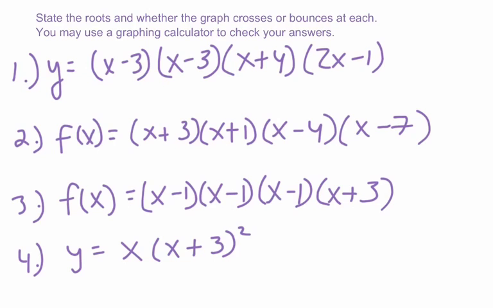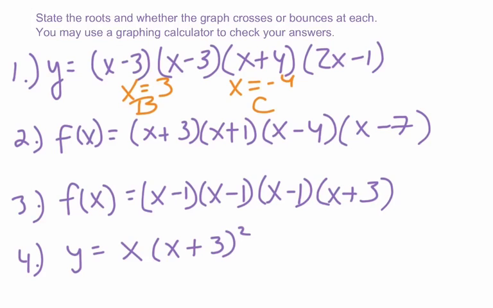Okay, so for those of you following along at home, here's how you might answer these. For the first one, we have x minus 3 is a factor, and so x equals positive 3 will be one of the roots. It appears twice, and so it's actually going to bounce off the x-axis because it appears twice. Then we have x plus 4. Well, that's going to turn into a root of x equals negative 4, and there's only one of them, so it's going to cross.